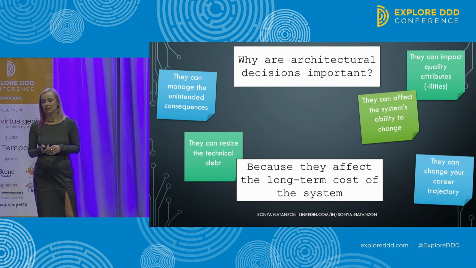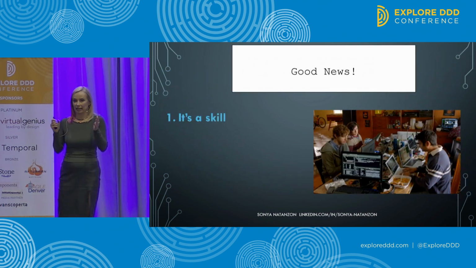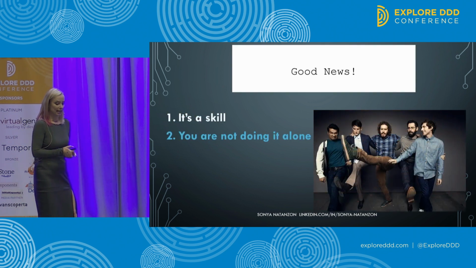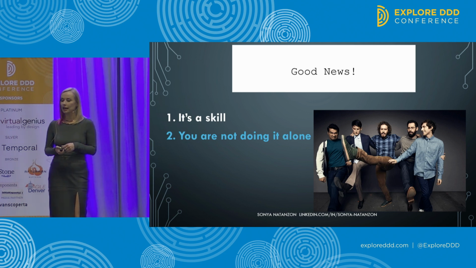But there is good news. First, decision-making is a skill, and as a skill, it can be taught, it can be learned, and it should be practiced to get better. Second, you're not doing any of this alone. If you are, you're probably doing it wrong. There's a group of people you engage with at every step that helps you through that step and gets you on to the next one.